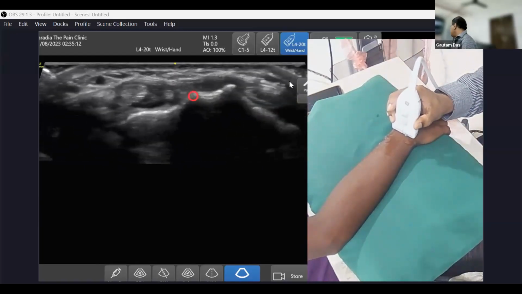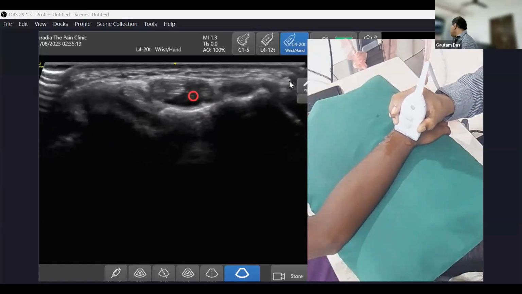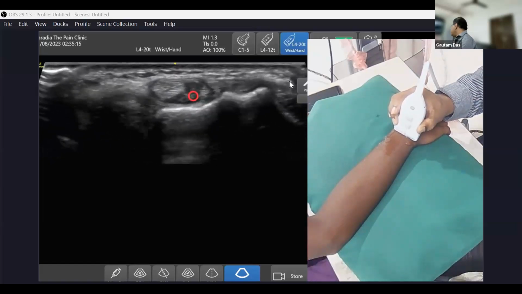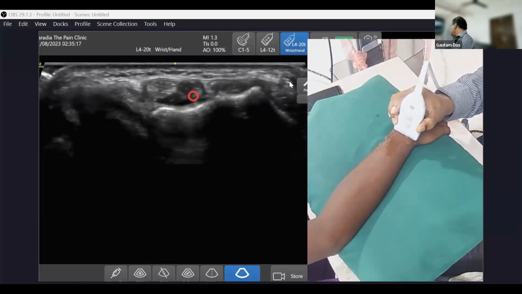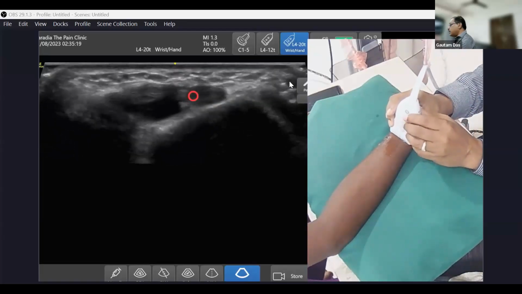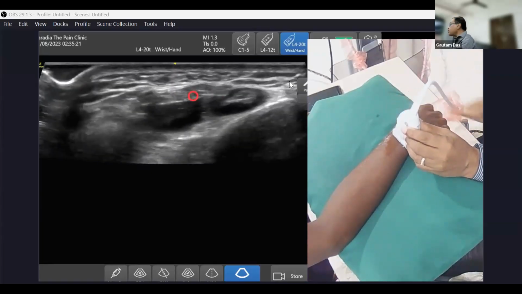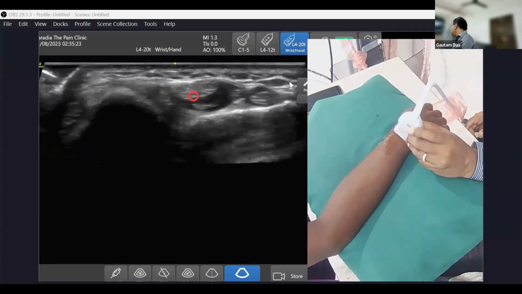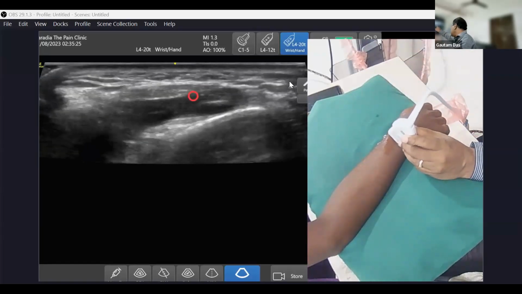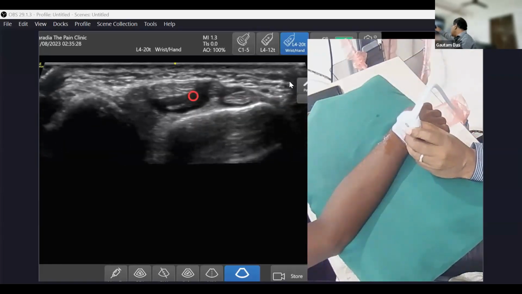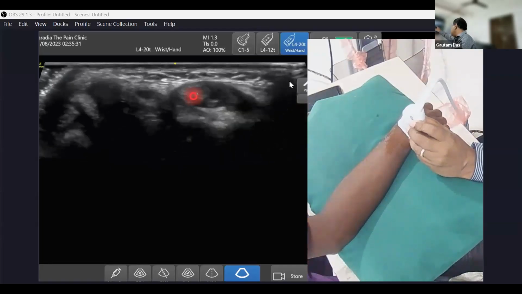And now if I'm going here, this is the fourth compartment. In the fourth compartment, as I told you, there are two muscles. If I'm going a little bit more proximal, you see, I'm holding the probe like this. So what is happening? Here, when I'm coming distally, these all are tendinous, except the lower part. This part is basically my musculotendinous junction.